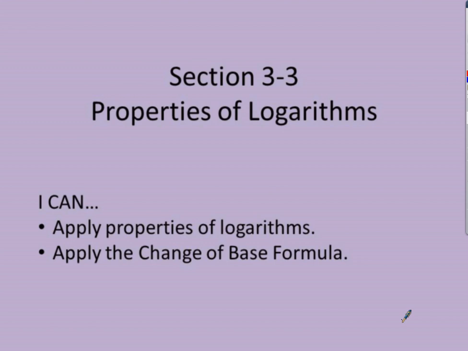This is section 3.3, properties of logarithms. The I can statements for this section: I can apply properties of logarithms, and I can apply the change of base formula.